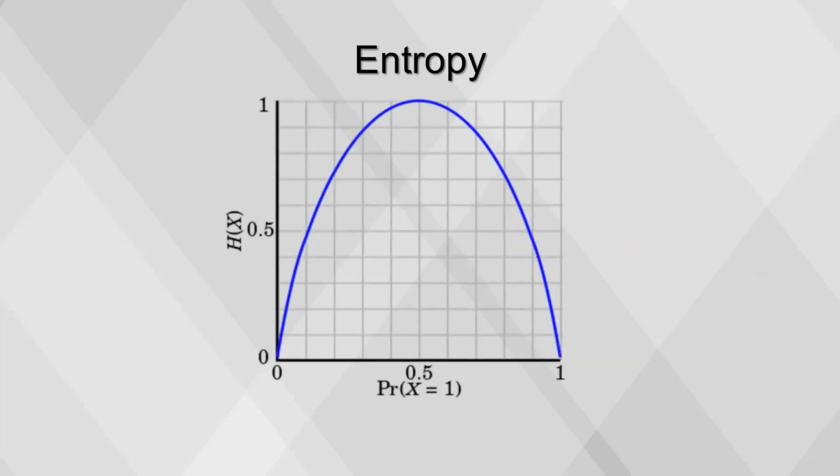In this graph, entropy is maximized when the probability is 50%. When the probability is 0 or 100%, there is 0 entropy. By adding information, we can reduce entropy and gain certainty.